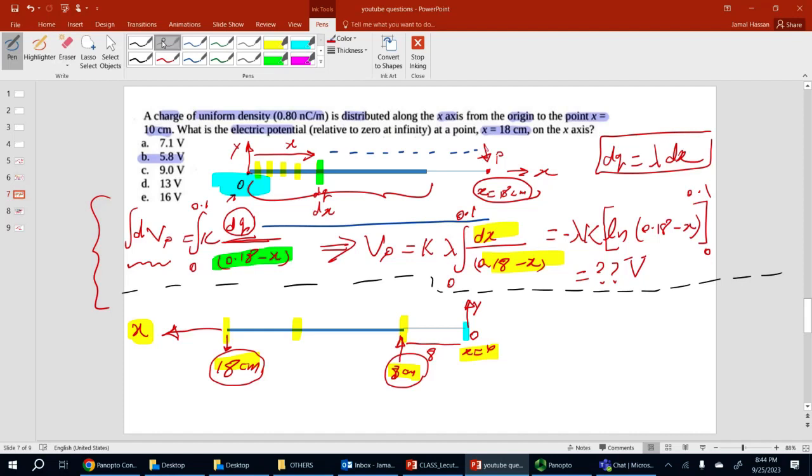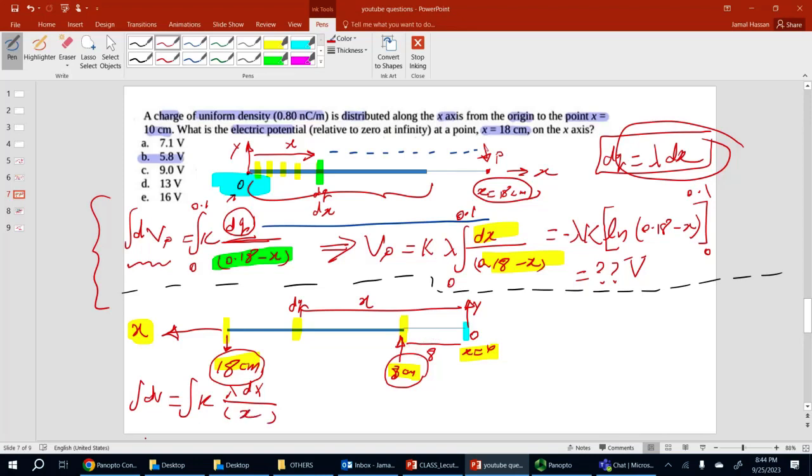So what I'm going to do, I'm going to write my equation. dV equals the integration of k, instead of dq, again I'm going to write this, so it's equal to lambda dx. But look out here. I need to know the distance between this piece and point O. The distance is just x because I named x the axis that goes to the left. So it's simply x here. It's not 18 centimeters minus x, because in the first case my origin was to the left. Now I just changed the origin.